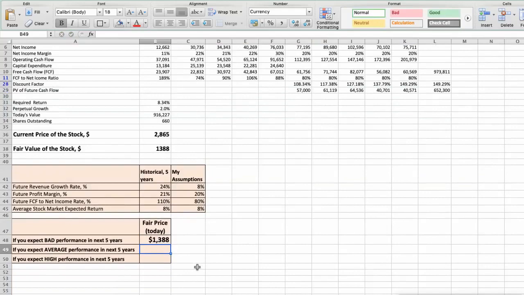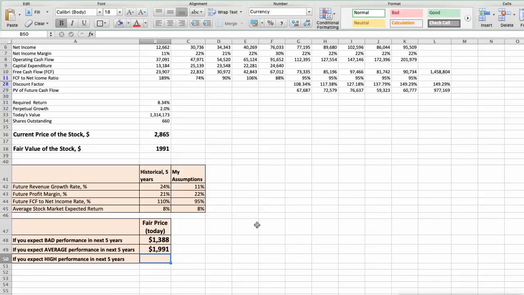The second scenario. Google will have average performance in next 5 years, and we will use the following parameters in our calculation. Future revenue growth rate would be average, 11%. Future profit margin would be average, 22%. Future free cash flow to net income rate would be average, 95%. In this case, the fair value of the stock today would be $1,991.